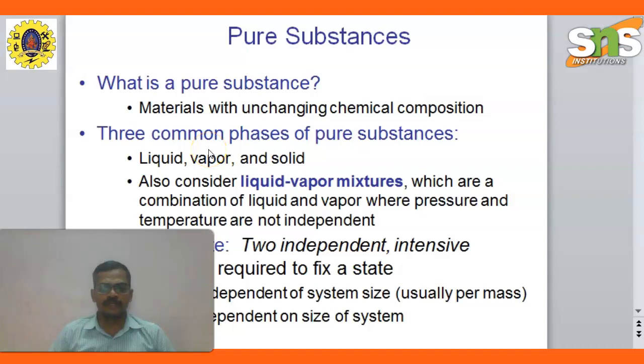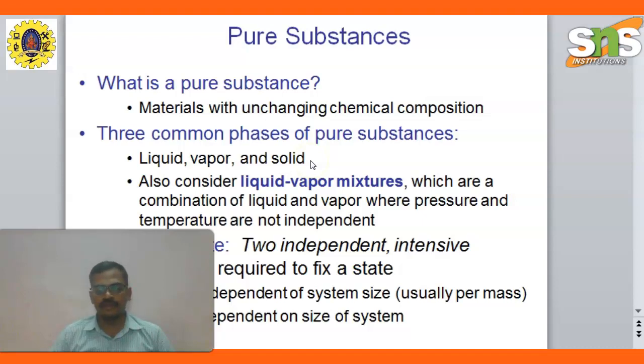Pure substance. What is a pure substance? The material with unchanging chemical composition. The three common phases of pure substance: liquid, vapor and solids.